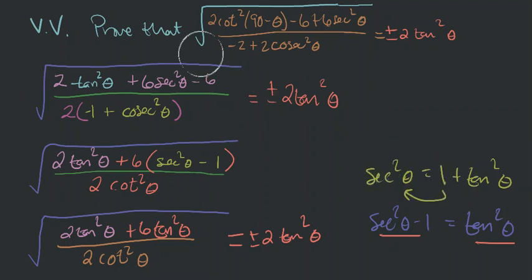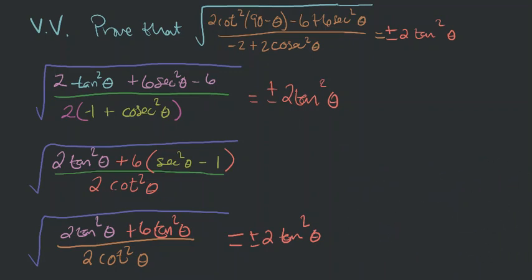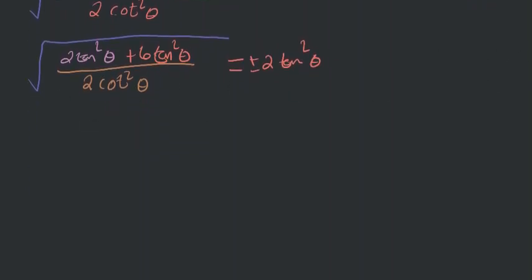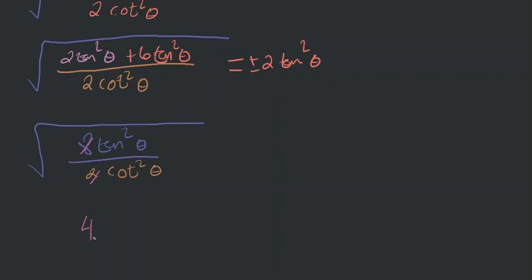Whoops, not what we wanted to do there. Alright. Okay, so moving down a little bit more here, we are going to see what can we do. Well, I see an 8 in the top there. I see that we're going to have the square root of 8 tan squared theta over 2 cotangent squared theta. Well, I see the 8 and the 2. We can turn them into 4's. So we're going to have 4 over, now, what are we going to do here?